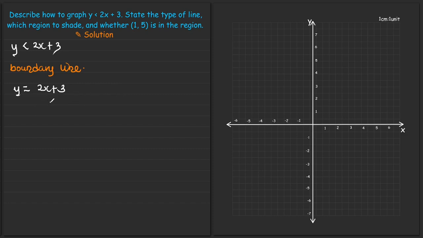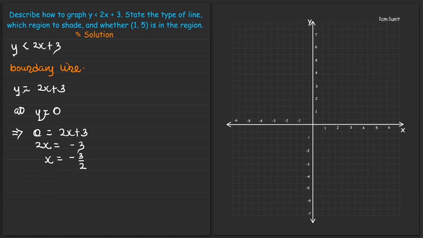So at the x-intercept, the value of y is what? 0. So we say at y equals 0, it simply implies that we have 0 equals 2x plus 3. Making x the subject, we have 2x equals negative 3, and our x is equal to negative 3 over 2.